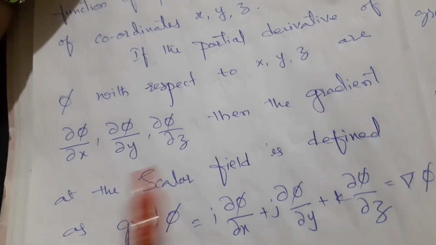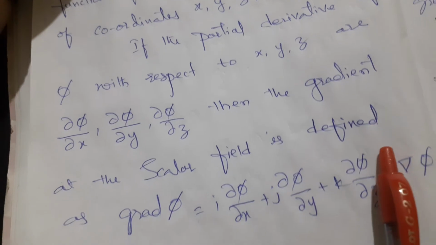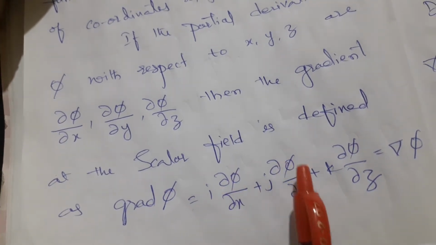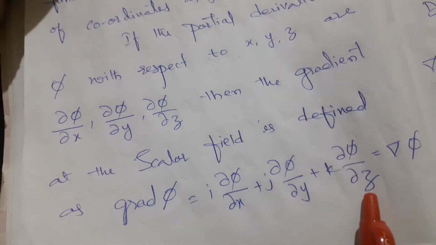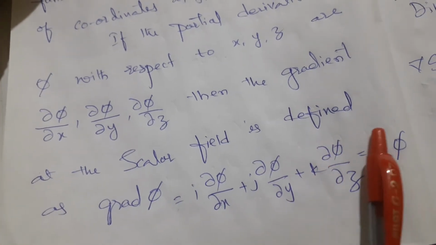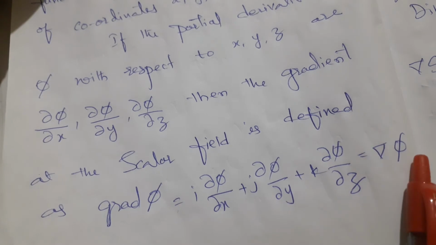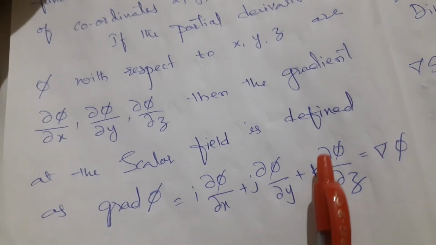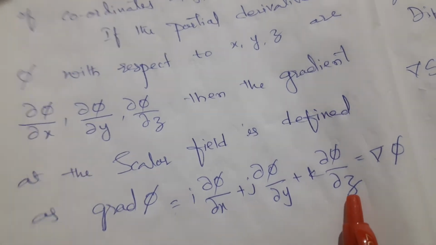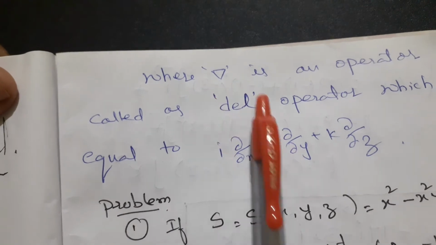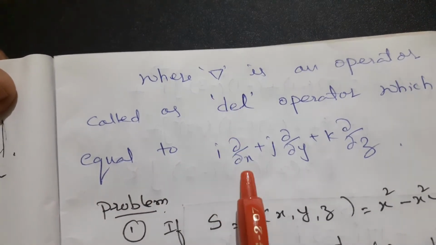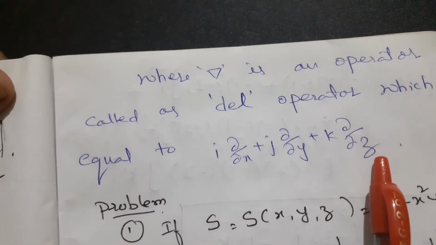Then the gradient of the scalar field is defined as grad phi is equal to i dou phi by dou x plus j dou phi by dou y plus k dou phi by dou z. And that can be written as del phi, where del is the operator, pronounced like this, del, and its value is i dou by dou x plus j dou by dou y plus k dou by dou z.